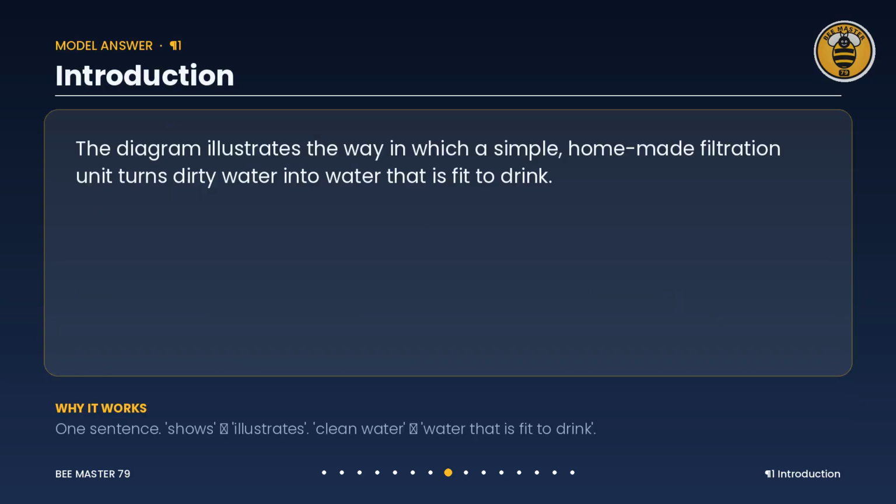Paragraph 1, the introduction. The diagram illustrates the way in which a simple, homemade filtration unit turns dirty water into water that is fit to drink. Notice the paraphrase. Shows becomes illustrates. Clean water becomes water that is fit to drink. 1 sentence is all you need.